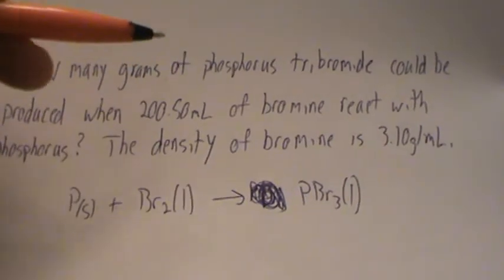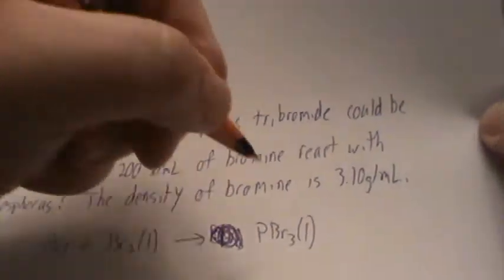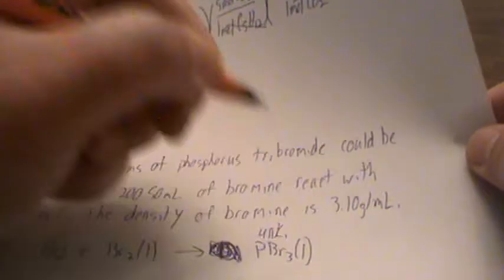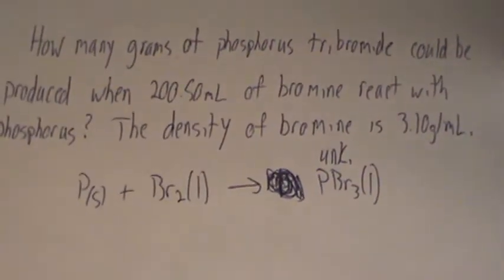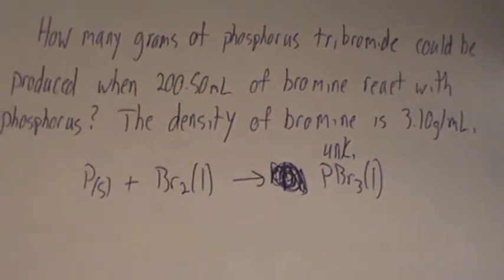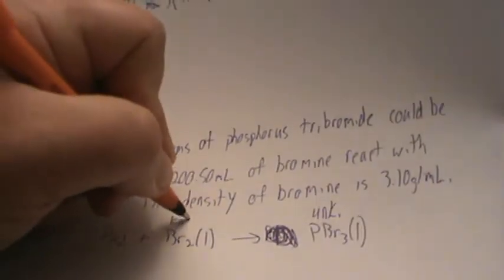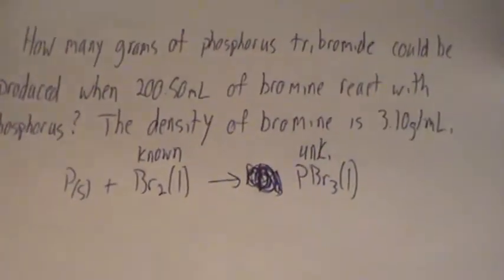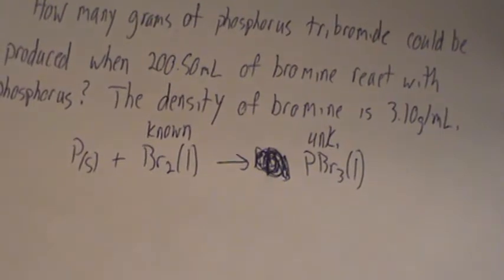Let's go ahead and mark our known and unknown. So how many grams of phosphorus tribromide? That would be PBr3. Could be produced when 200.50 milliliters of bromine. There's our known. Now let's balance this.